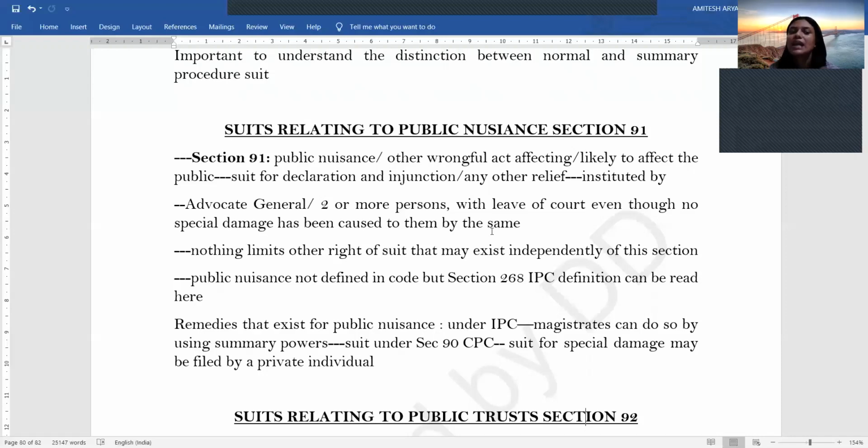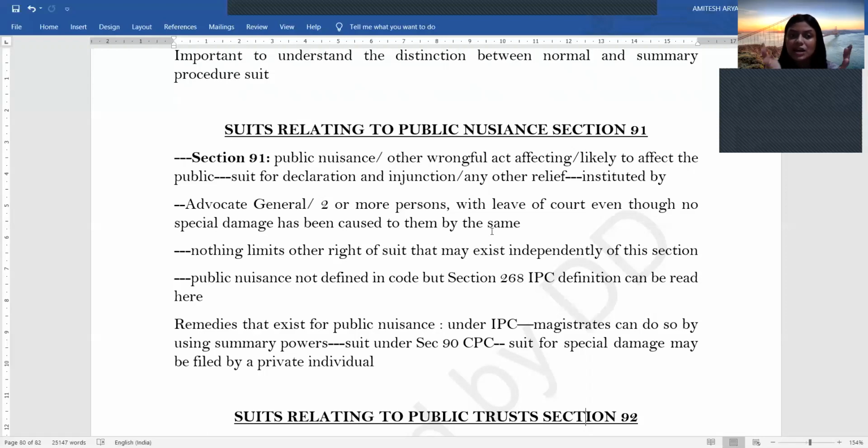However, this section is in no way limiting the right of such persons to go independently and sue or file a suit. But under the heading of a public nuisance, the Advocate General or two or more such persons who will take the leave of the court can sue, even though no special damage has been caused to them. Now, public nuisance again is not defined under the code, but under section 268 IPC, you can take that definition and read it here.